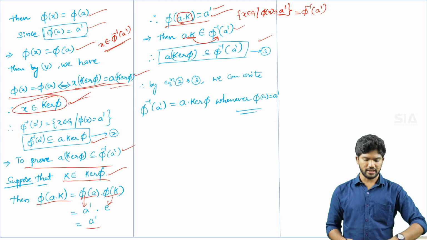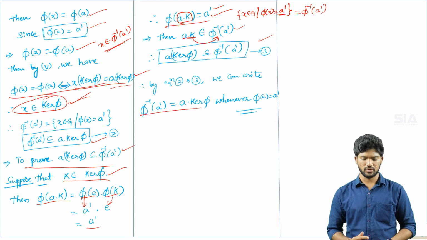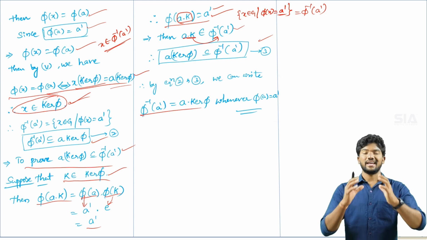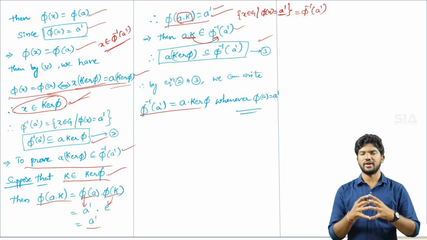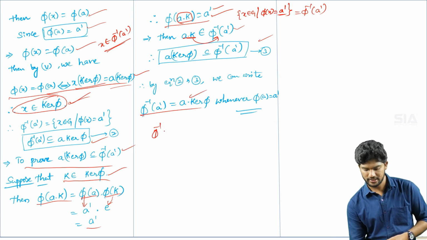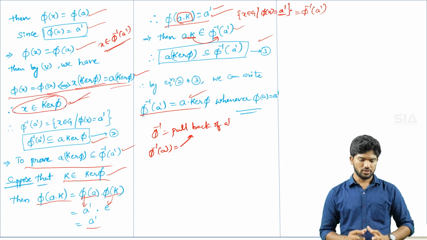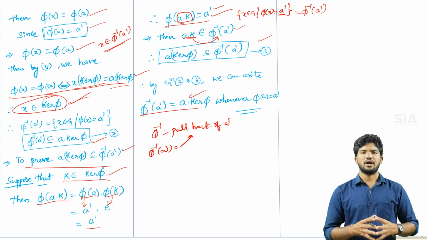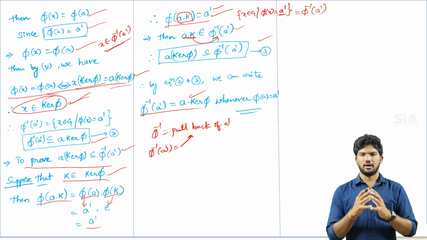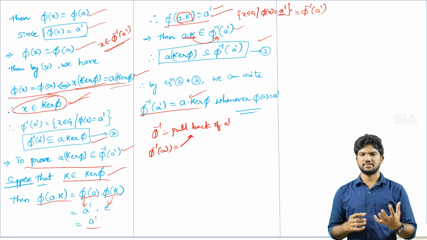Okay, so by taking equation number 2 and equation number 3, you can write that phi inverse of a dash is equal to a into kernel phi. So therefore the inverse homomorphic image of an element is equal to a into kernel phi, or else you can call it a pullback of a dash. Okay, so phi inverse of a dash you can call it a pullback of a dash. So in this format we can prove all the 7 properties of homomorphism. Okay, so I hope you understood this theorem very well.